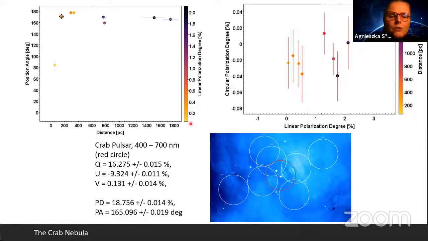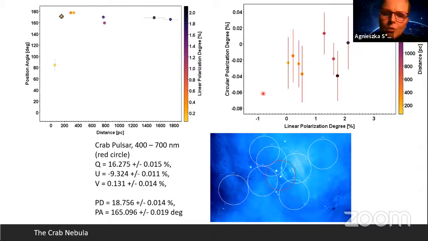And as you can see also, the color bar indicates the linear polarization degree, which is nothing surprising. The farther you go, the higher polarization contribution from the ISM you get. So the constant behavior of the PA in this case indicates that this is due to the ISM.